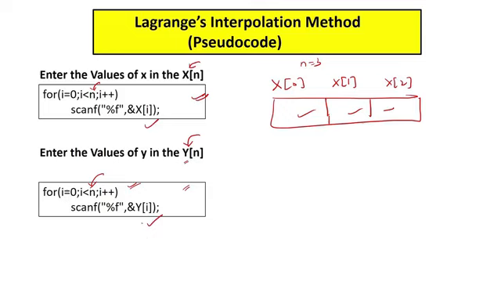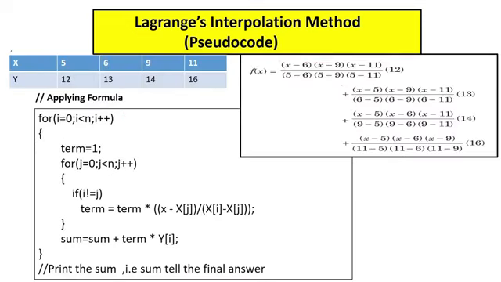After we have got the values of X and Y, what is the next thing? We have to ask the user for the value at which we want to find the value of Y. This is simple. After that, the main thing is we have to apply the formula. In Lagrange's interpolation method, the implementation part is mostly concerned with how we can implement this formula. Here you can see we have this table as the input, and we have this formula, so we have to implement this formula in our programming. Let's see how we can do that.